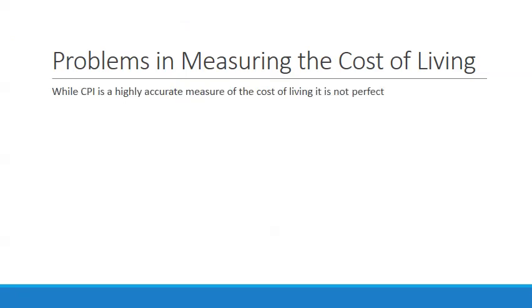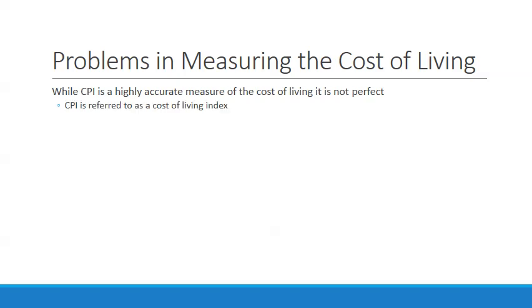So CPI is a highly accurate measure of the cost of living, but like any of our measurements, it's not perfect. GDP, which is the most used measurement, isn't perfect either because it's still somewhat of an educated estimate as to how much productivity is actually taking place. So none of our measurements are 100% accurate.